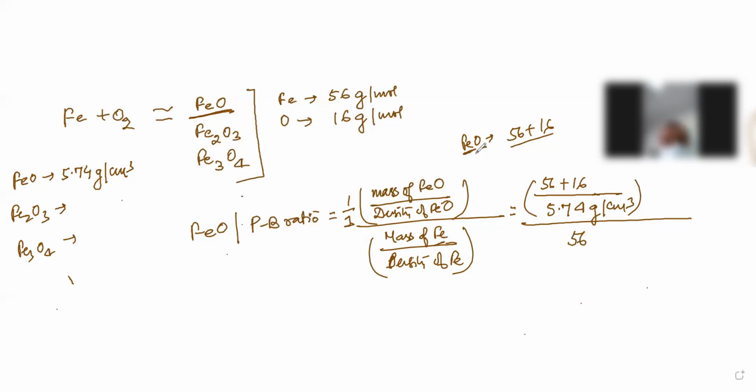It is for iron only. Iron, it is how much? 56. What is the density of iron? Density of iron is not given too. So density of iron is also required. It is like 7.87 gram per cubic centimeter.